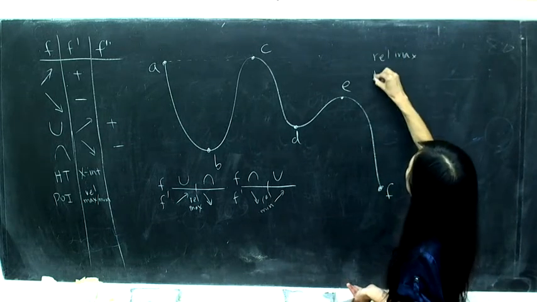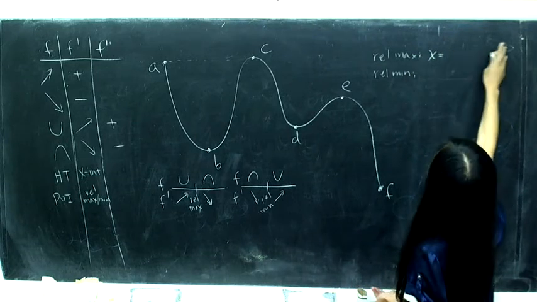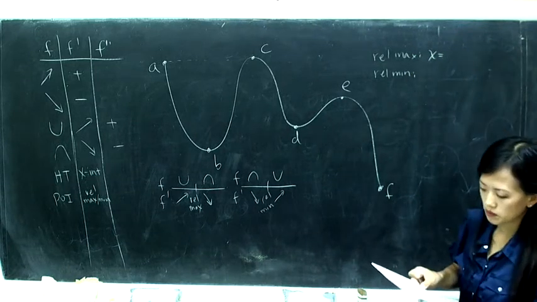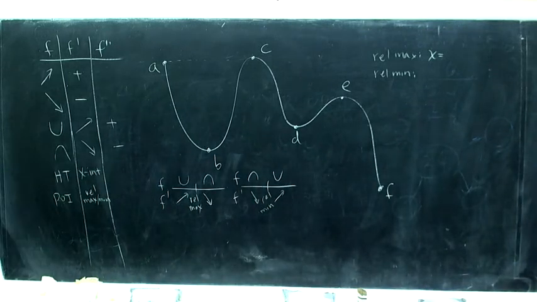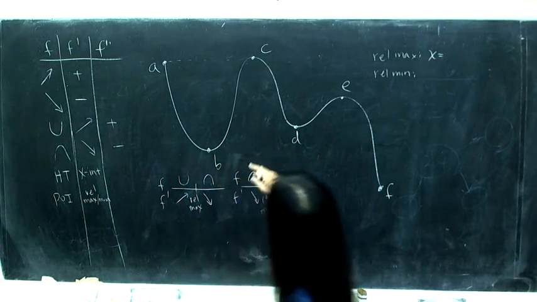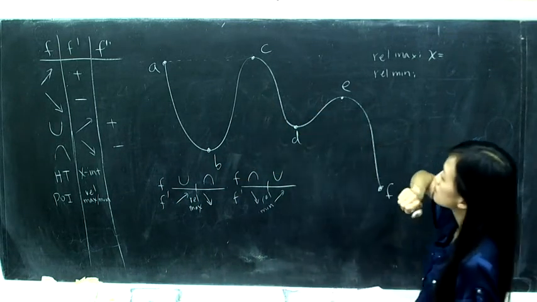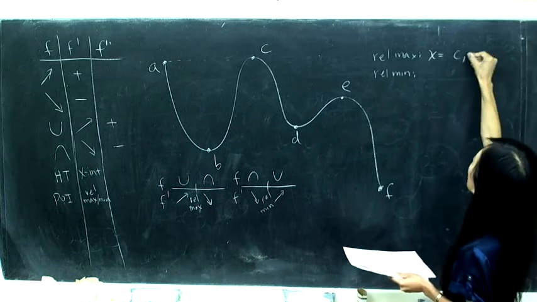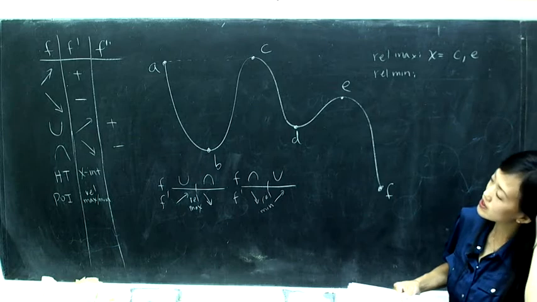And relative minimums. Where are the locations? When x equals... We have relative maximums located where? At x equals. Relative maximums at C, E, anything else? No, yeah. So C and E. Why isn't A included? It's not the other side. Right, it's not relative. It doesn't have neighbors.